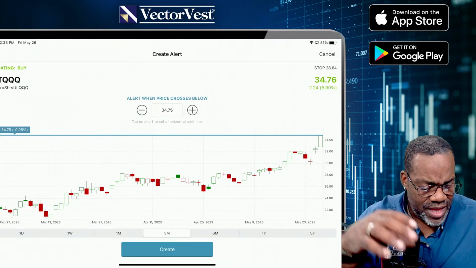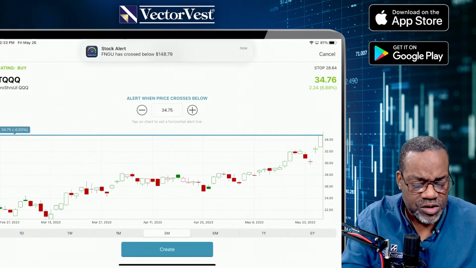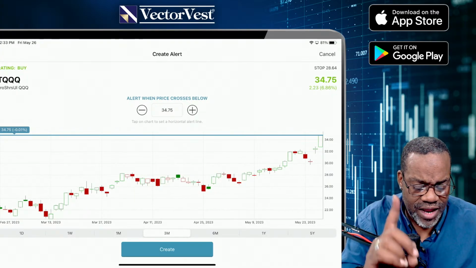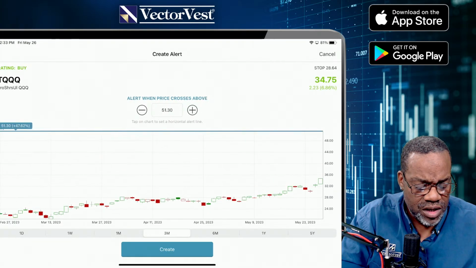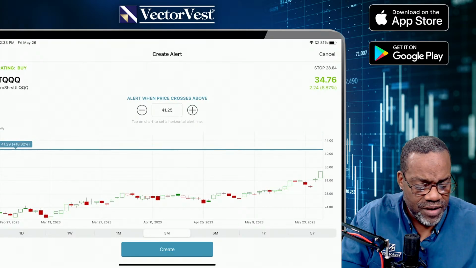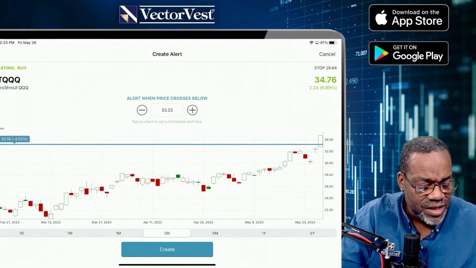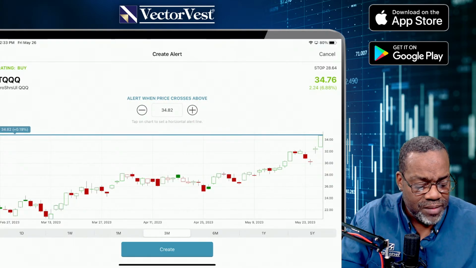Wait a minute. That's where my problem is. I don't want to set an alert when it crosses below. Why is that? It's a buy. Crosses below, that's my problem. Crosses above. You know what it is? When I'm setting these alerts, if I'm not setting them right at the top of the bar, it's going to be at below.